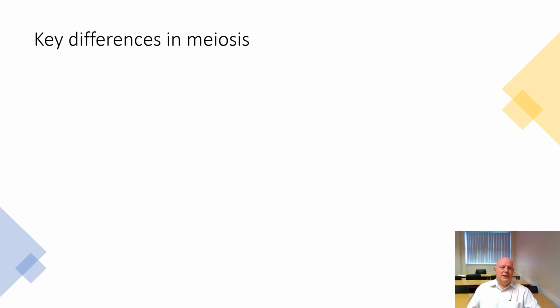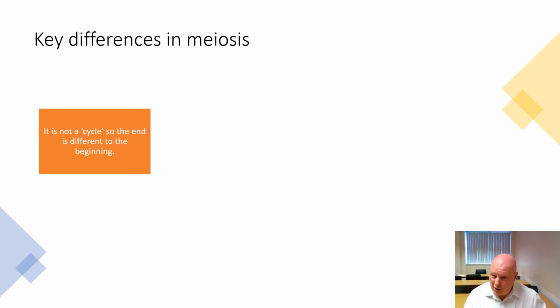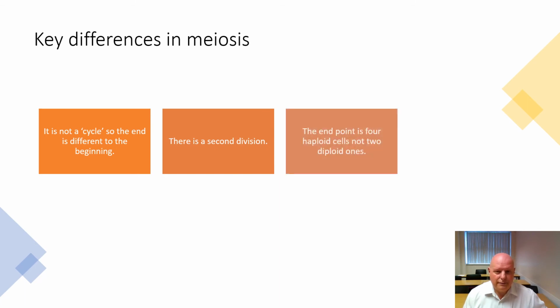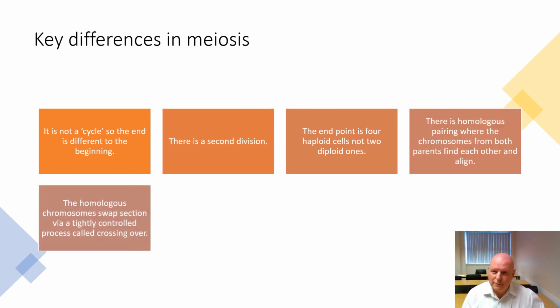The key differences in meiosis are many. So it's not a cycle, so the end is different from the beginning. There is a second division. So you have the DNA replication. The first division separates that into what would be like a diploid cell. It then undergoes a second division, so that you end up with 4 haploid products. So the point of meiosis is 4 haploid cells, not 2 diploid ones.